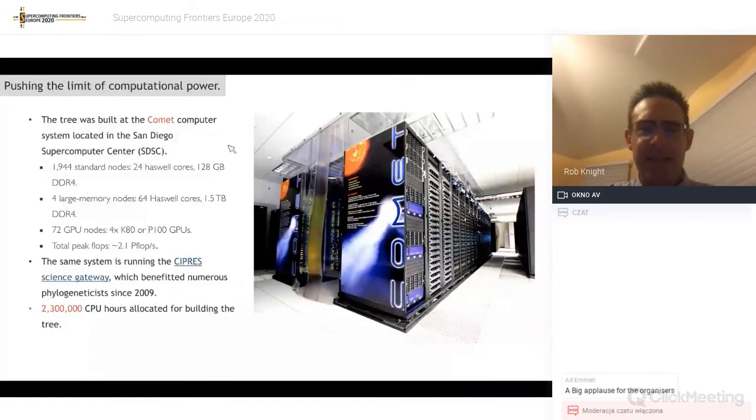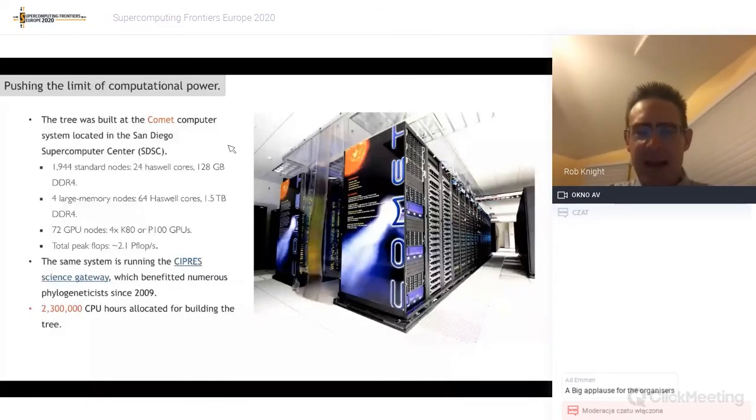And this is the same system that runs the CIPRES Science Gateway, which essentially makes phylogenetics available to the broader community of biologists who don't otherwise have access to large compute, but do need to solve phylogenetic trees. And we spent 2.3 million CPU hours allocated for building the tree.